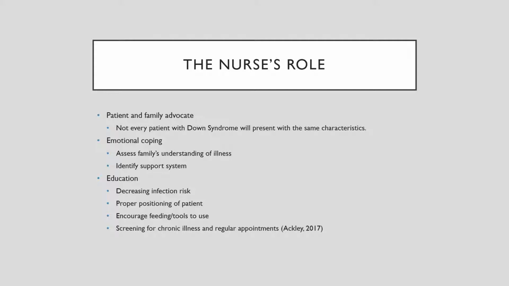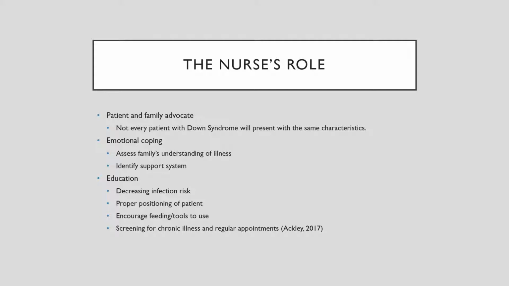Patients with Down syndrome are at an increased risk for infection. Teaching ways to decrease infection risk, such as hand hygiene, avoiding large crowds, signs and symptoms of infection, such as warmth, redness, and swelling, and encouraging a yearly flu vaccine are helpful. For younger patients with Down syndrome, education on proper positioning of patient is also important.